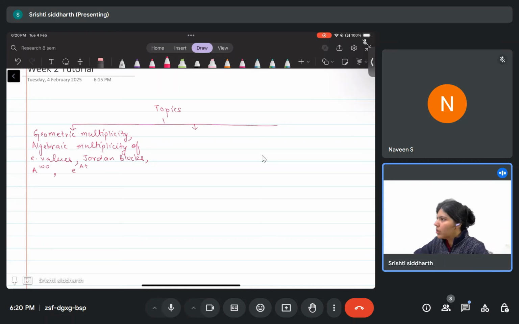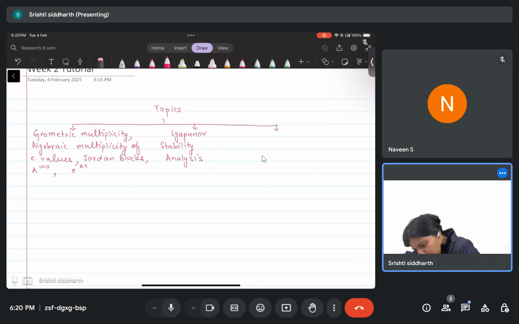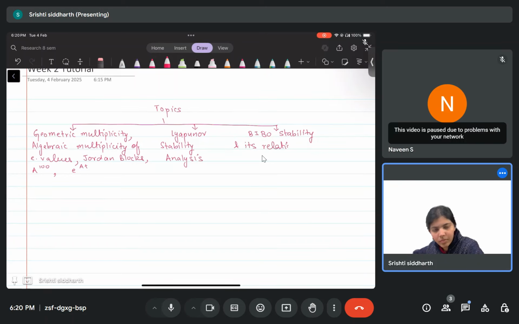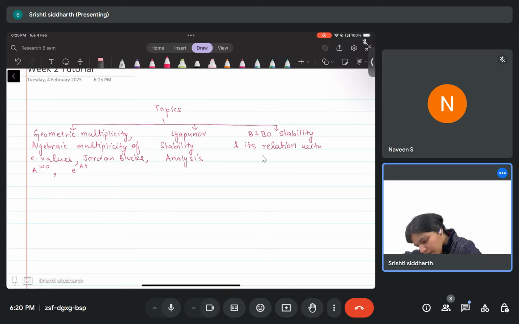Then we'll talk about stability analysis, output stability, and its relation with stability for LTI systems.